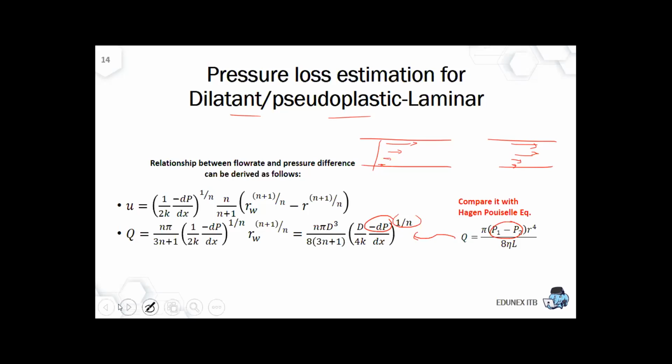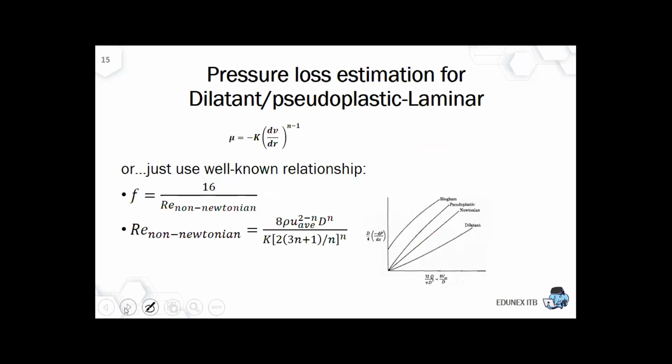Okay, I'm just showing you, because I want you to know this one. So how about pressure loss estimation? It's still the same for the Fanning friction factor for laminar flow, but for the Reynolds number it is not the same like this anymore, because you need to account for the non-Newtonianity.